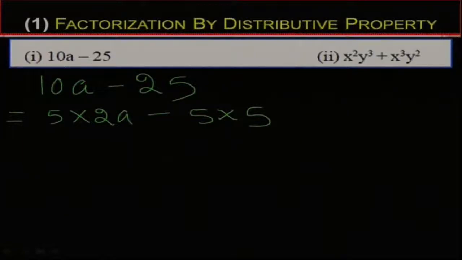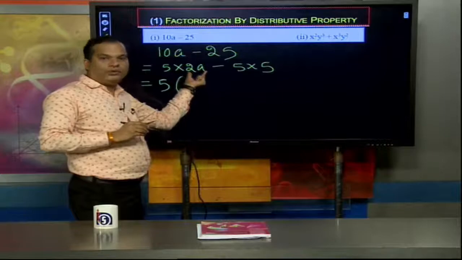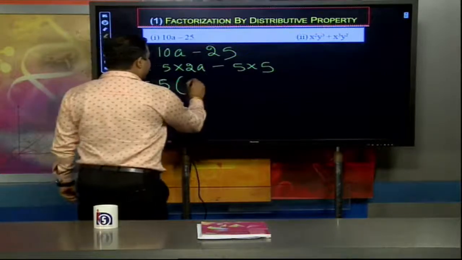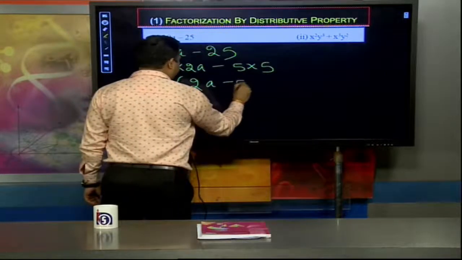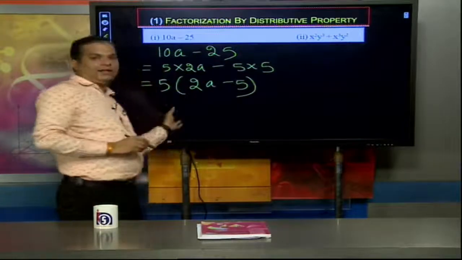So learners, again suppose I would like to take 5 as common, then you will find, if we take 5 common, then what will remain? 2a will remain. So I can write 2a minus 5, because 5 we have already taken.